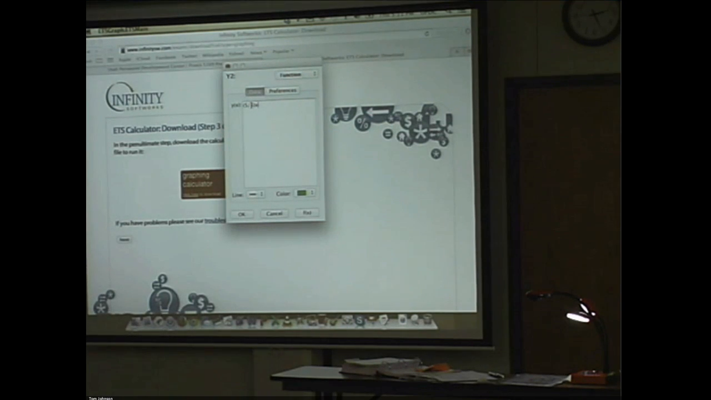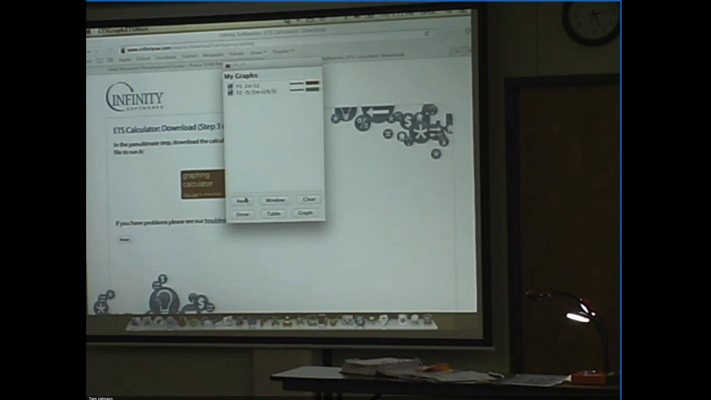X minus, and again I'm going to put my fraction in parentheses just to make sure it understands that it's a fraction. I don't want to leave anything up to chance. So I have 5/3 x minus 28/3. That one's green. Click OK.